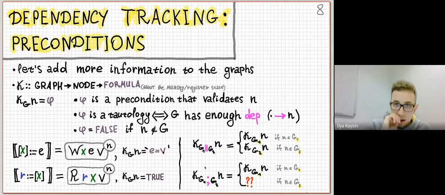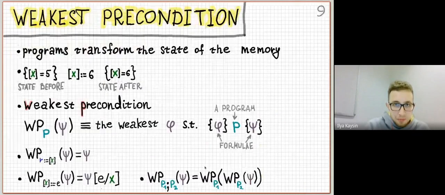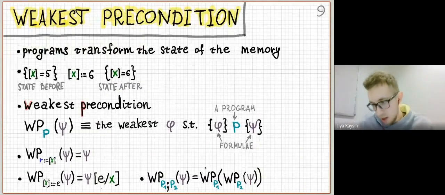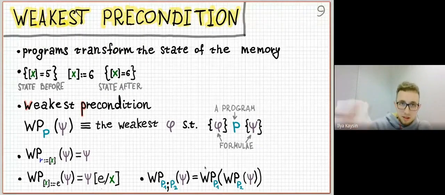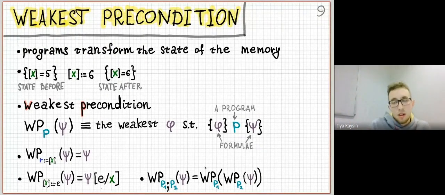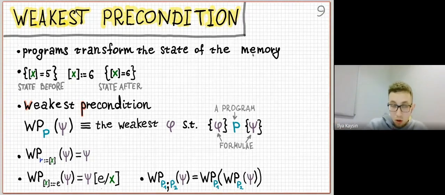To understand how we do that, let me digress a little bit. Let's consider for one slide a bit different thing, and it will help us to understand how the preconditions should be transformed. So notice that programs can be considered as something transforming the state of the memory, right? And this idea chimes with Hoare triples.